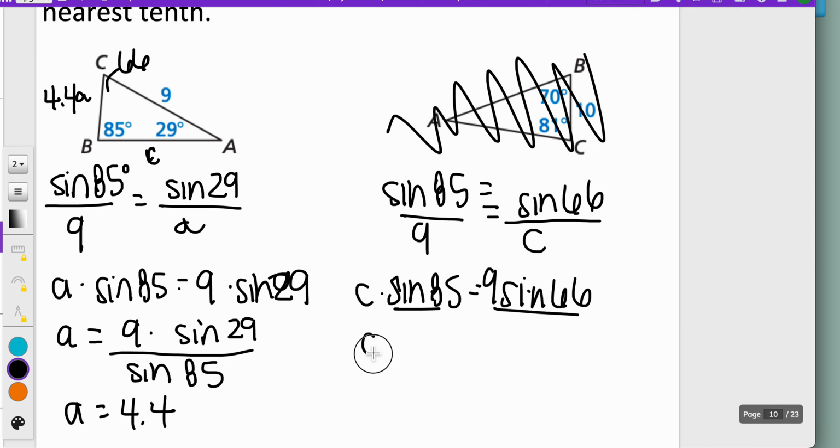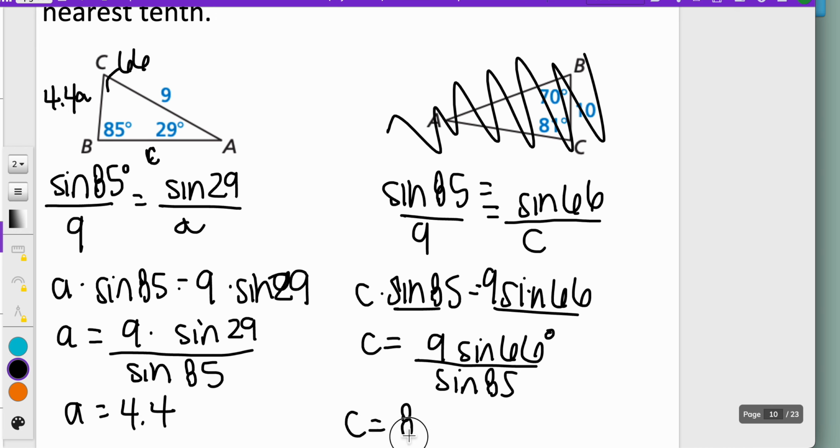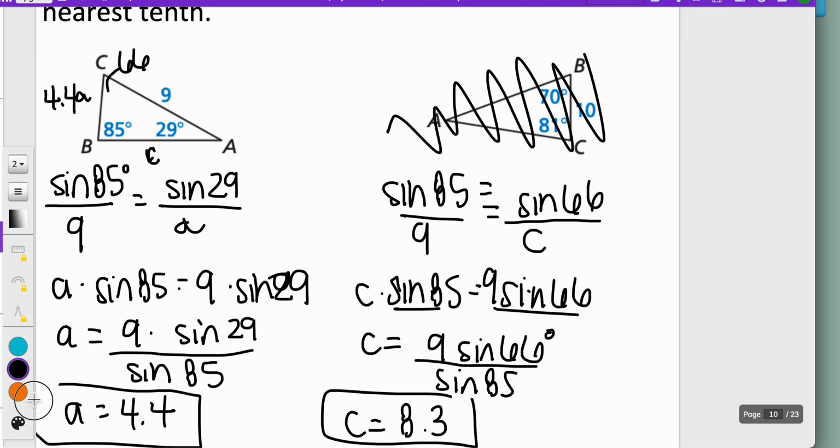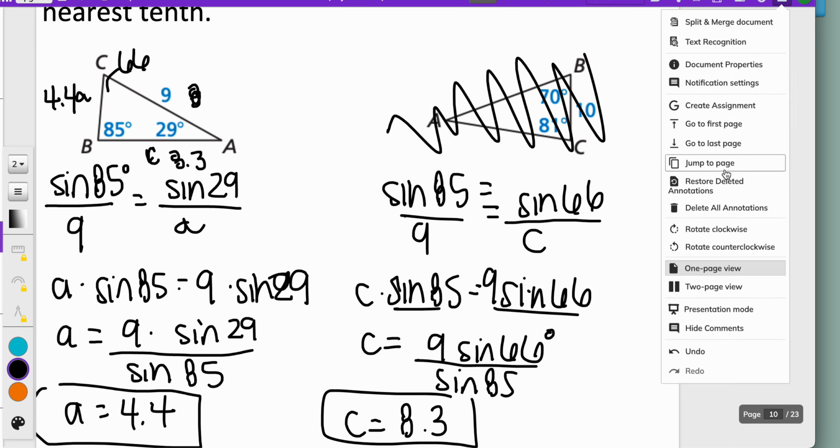Dividing both sides by sine of 85, I'm going to get C is equal to whatever 9 times the sine of 66 degrees divided by the sine of 85. C is equal to about 8.3. Okay? So I got all my things now taken care of. Now let's switch gears and talk about the one on the right here.